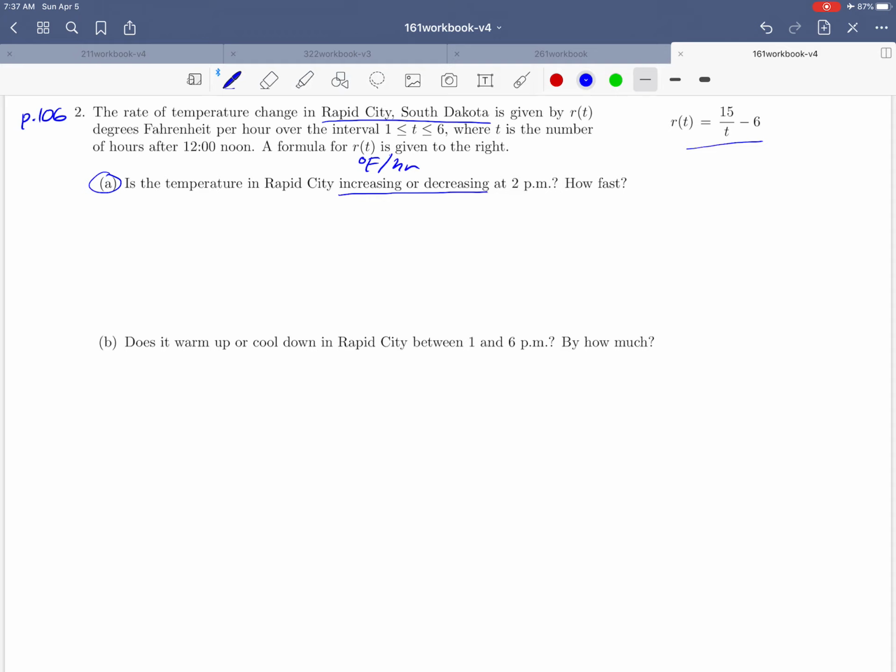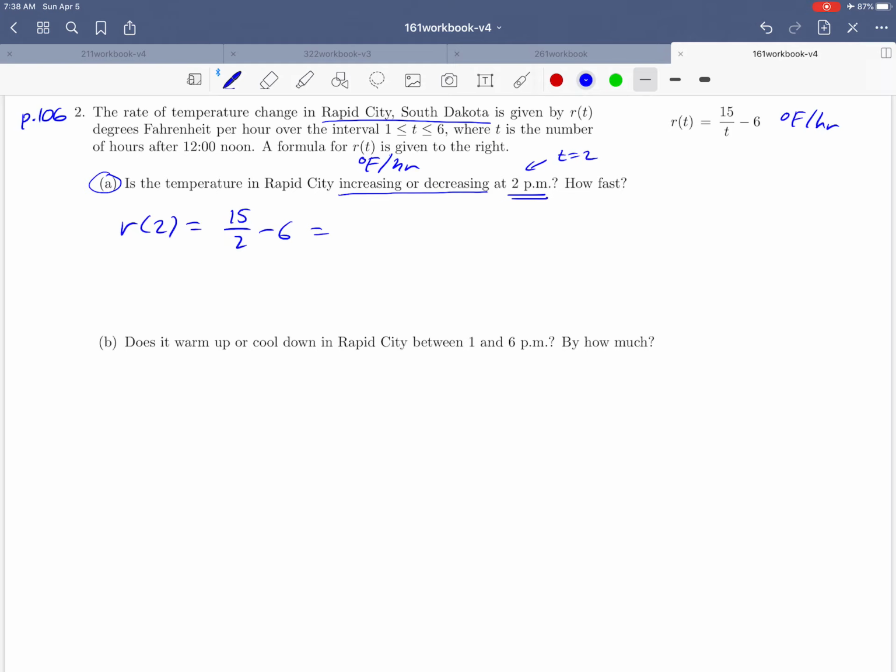And you might notice that the function they gave us has those units. This represented a rate of change in degrees Fahrenheit per hour. So to answer part A, we should be able to use our function R of t directly. The only question is, what's the value of t at 2 p.m.? Since t equals 0 represented noon, 2 p.m. must be t equals 2. So all we have to do is plug in 2 to our function and see what we get out.